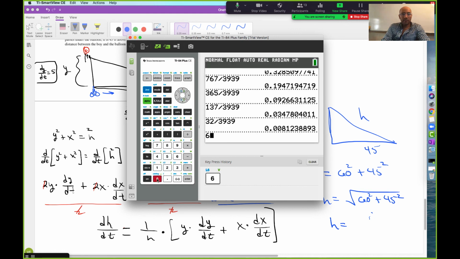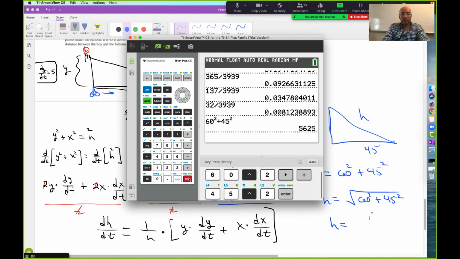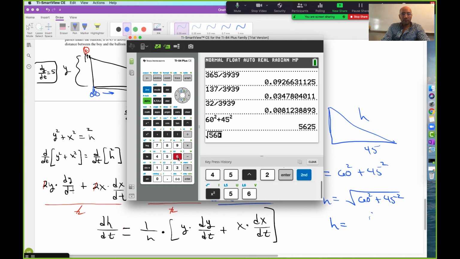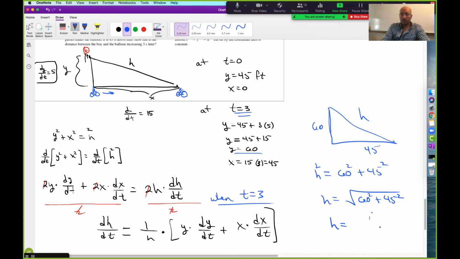We get 60 to the power of 2 plus 45 to the power of 2. Enter. We get that. And we want the square root of that whole thing. So the square root of 5625, 75. So this is going to be 75.